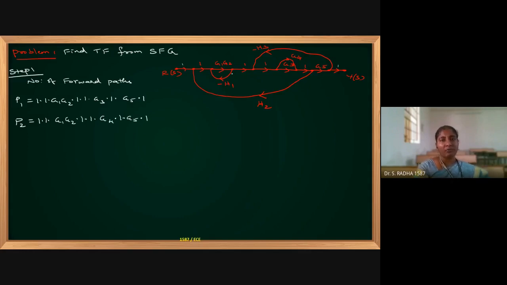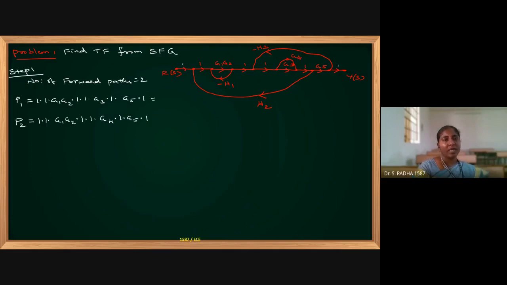Any more forward paths from input to output? You can see if I travel like this, it is coming back. So if I go in the straight direction, here it is coming back, and I should not come back. Only 2 forward paths are possible in this given diagram. So the number of forward paths is 2.